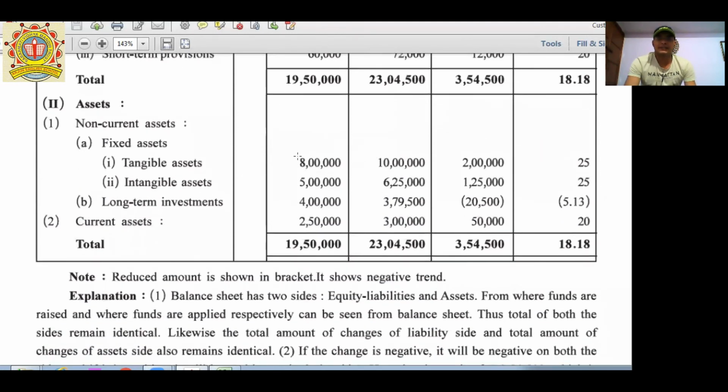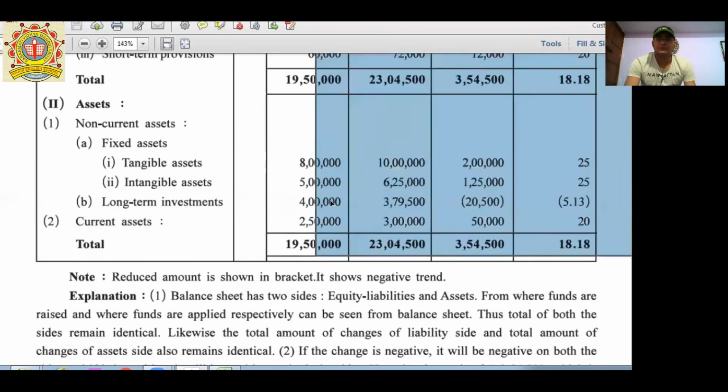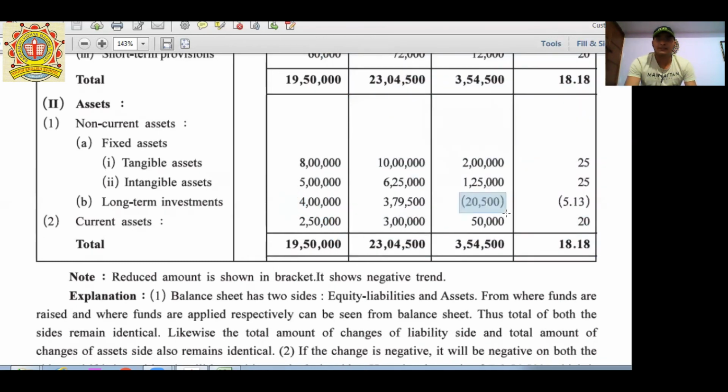Then after 10 lakh minus 8 lakhs, 2 lakhs. 625 minus 5 lakh, 125. 379,500 less 4 lakhs. Here the answer is negative. Why? Because current year value is small and previous year value is big. So now it is 20,500 as a negative value, and then after 350 minus 250, 50, and again 23 lakh 4,500 less 19 lakh 50,000, it comes to 3 lakh 54,500.